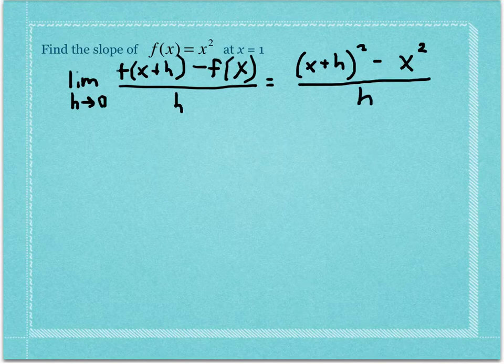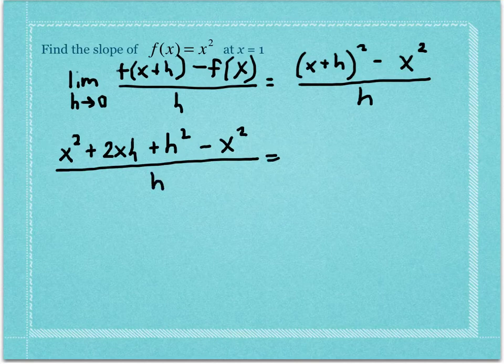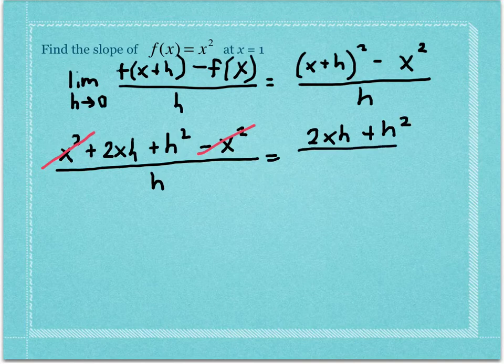Now I should really keep writing all this limit stuff, but I'm not going to do it. If I square this out, FOIL this out if you will, I'm going to get x squared plus 2xh plus h squared. That's just this much right here. This much multiplied out gives us this. And then I have to subtract x squared. Keep in mind that's still all over h. Now notice, and this will frequently happen, I can cancel these x squareds out. So what I have left then is 2xh plus h squared, all over h.